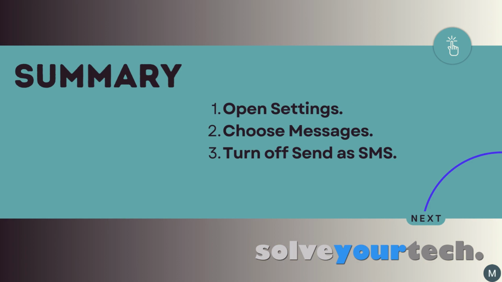To summarize, you can turn off the Send as SMS option on your iPhone by opening Settings, choosing Messages, then turning off the Send as SMS option.